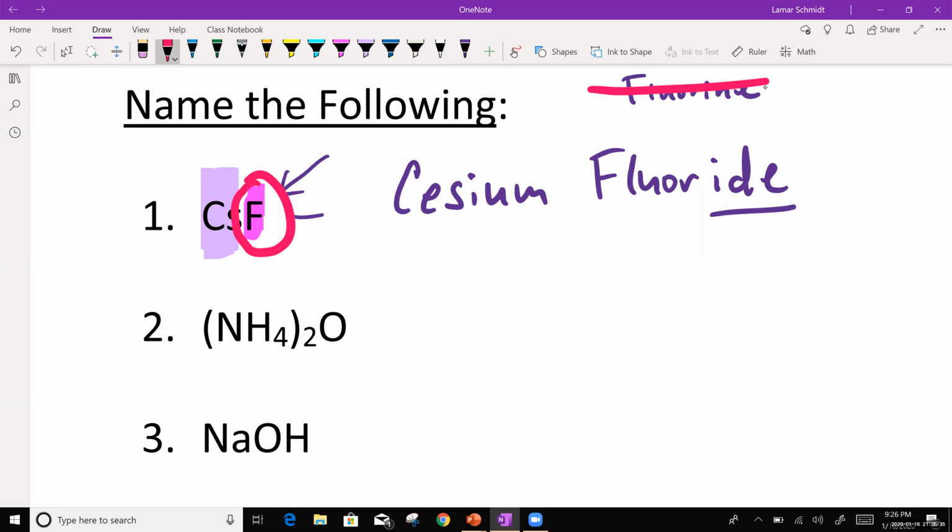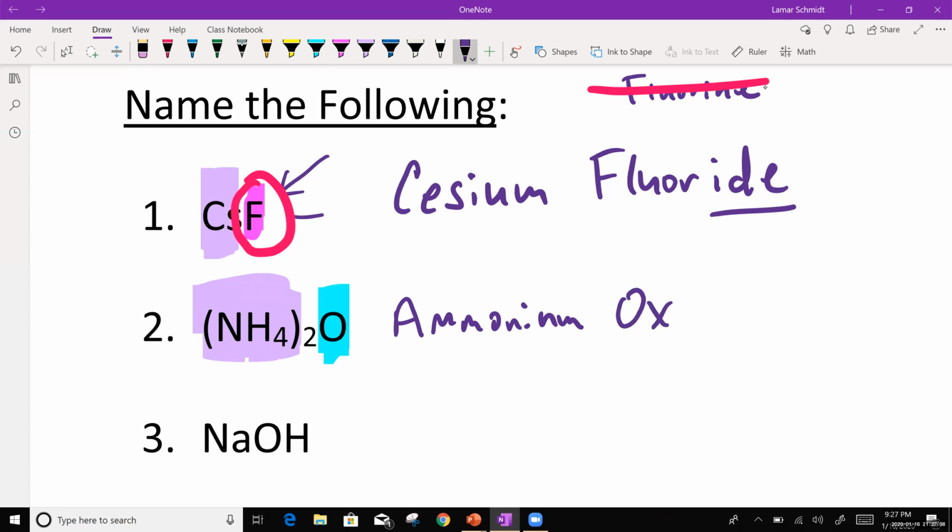Okay, we go to the second one. If you look at your polyatomic ion sheet, you will find that this right here, NH4, is ammonium. So all we do is write ammonium. And then you write the anion, which is O. Notice it's monatomic again, only one type of atom, and so we have to put the IDE ending on it. So it is oxide.